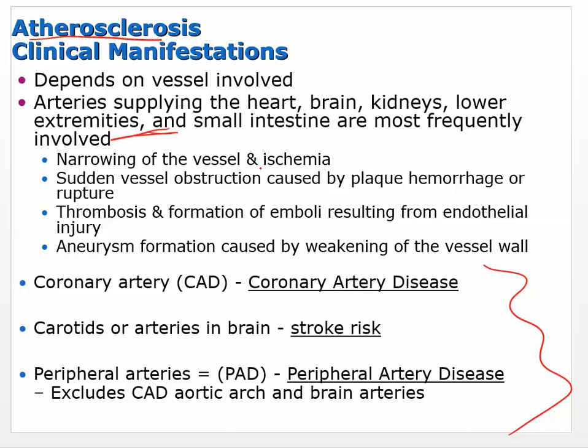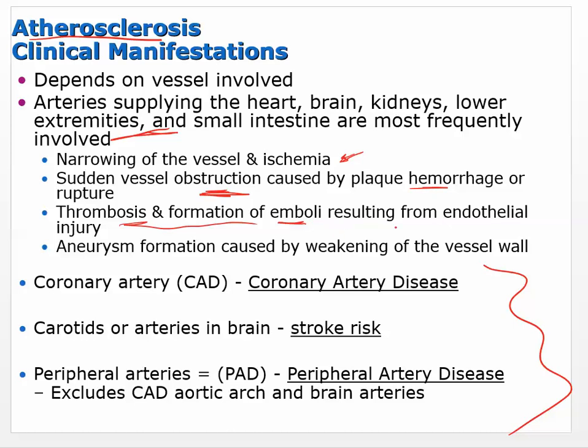So what happens? You have narrowing of the vessel. Okay, you have narrowing of the vessel because the plaque is forming, pushing out into the vessel lumen or the space. And you have ischemia, so you have a blockage. That's what ischemia is. Things that the blood is supposed to be carrying have a harder time getting there. Sudden vessel obstruction, okay, caused by a hemorrhage or rupture. Thrombosis could occur, so that's a clot, and formation of emboli, that's a clot that moved away, or any object that kind of moved away and clogged something, but it could throw a clot, as we would say, and then it could embed somewhere else.